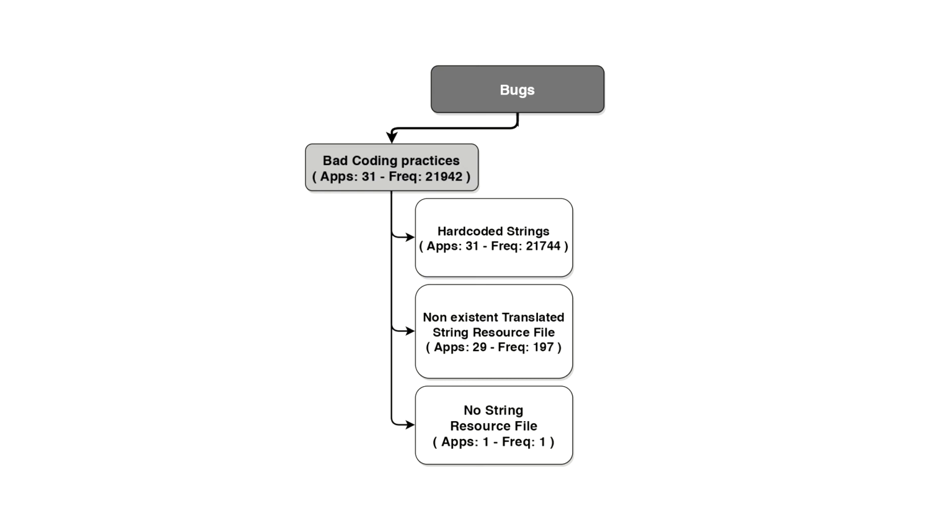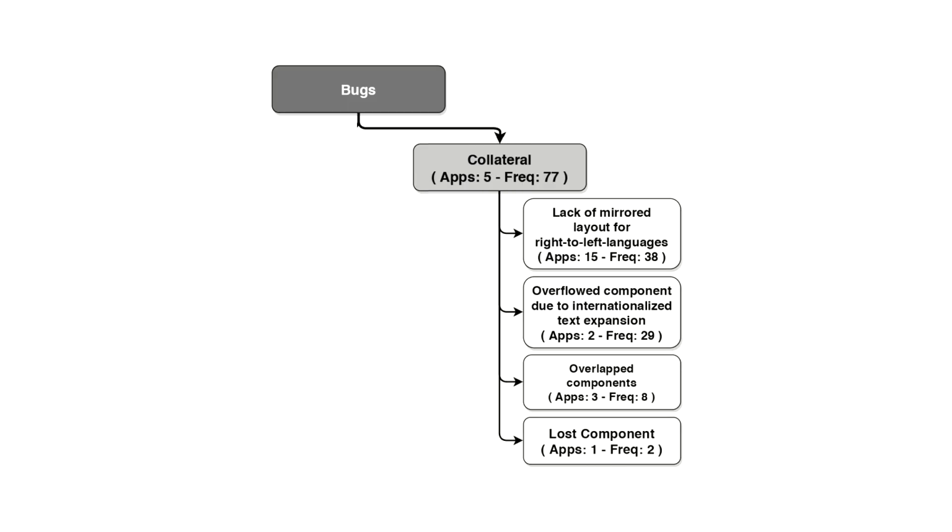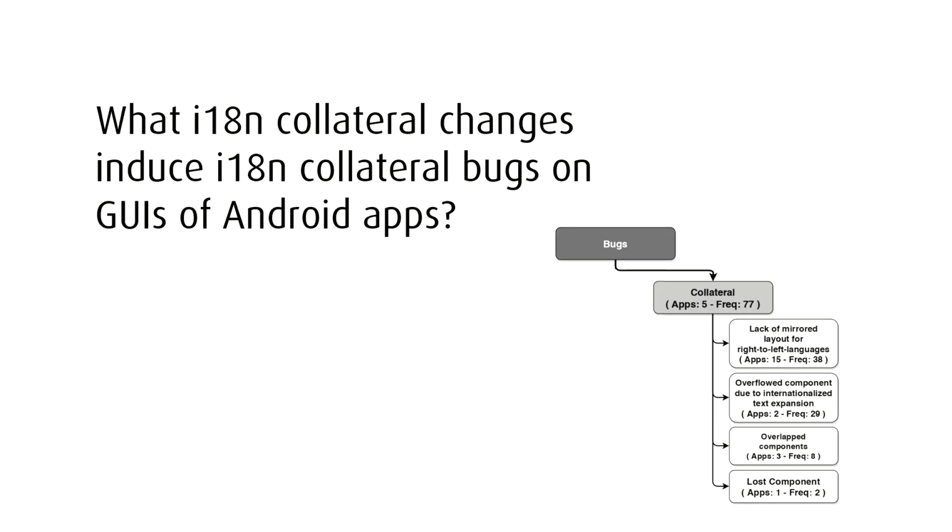Not all apps have a strings.xml file for all the languages. And the third one is the no string resource file, where we found that one application does not have a strings.xml file, so all its strings are hard-coded. The third category is the collateral bugs, which we are going to talk about in the next research question: what internationalization collateral changes induce internationalization collateral bugs on graphic user interfaces of Android apps?